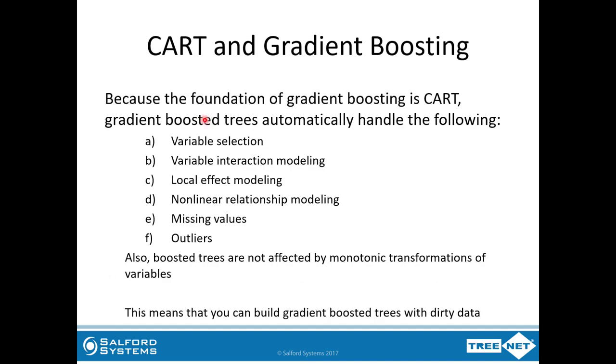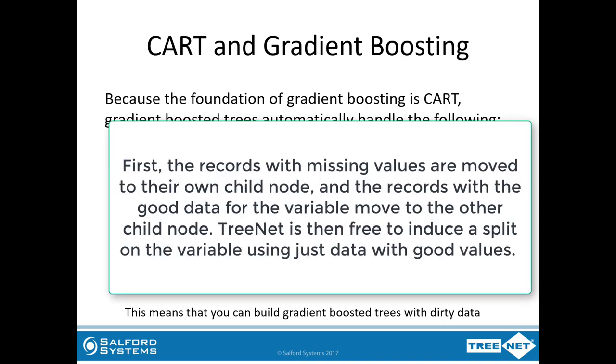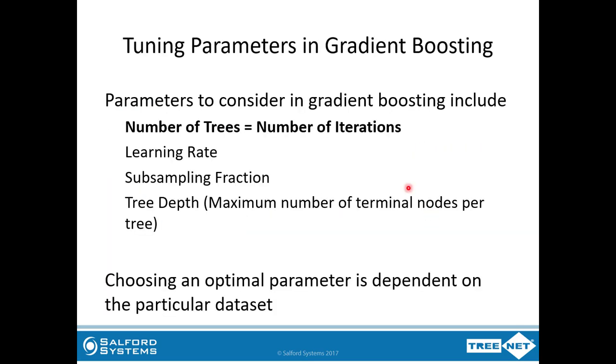And so just keep this picture in the back of your mind. Now, because the foundation of gradient boosting is CART, gradient boosted trees automatically handle the following: variable selection, interaction modeling, local effect modeling, nonlinear relationship modeling, missing values, outliers, and the fact that they're not affected by monotonic transformations. All of these were just the CART advantages that we discussed in the previous video. One thing I will note though is that missing values are handled differently in gradient boosting than they are in CART. Perhaps we'll go over that in a different video, but for now, just know that they're handled slightly differently. Now, there are some parameters to consider when you're building gradient boosting trees, including the number of trees, the learning rate, the subsampling fraction, and the tree depth.